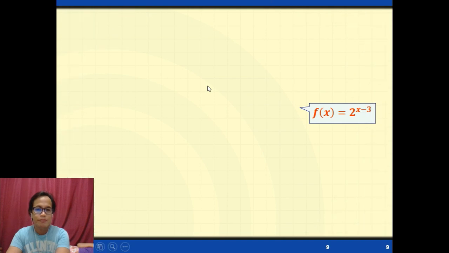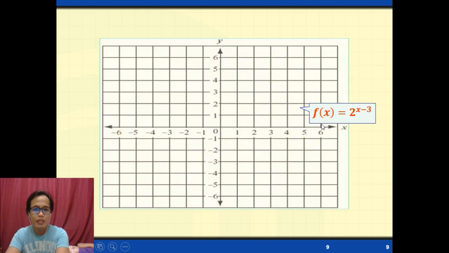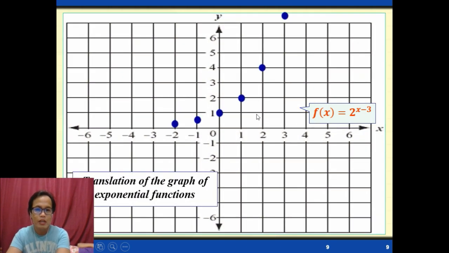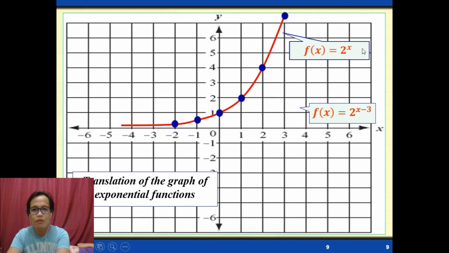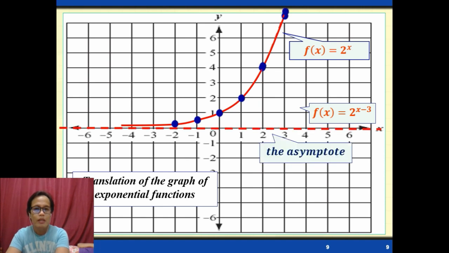Okay, next. How about if it is like this, given f of x equals 2 raised to x minus 3. This time, our 3 is in the exponent. Not below, but in the exponent. Okay, let's use our original function as reference. This is our original function, f of x equals 2 raised to x. How about, we put a minus 3 on it. Since it is in the exponent, this will move 3 units to the right. The graph will move 3 units to the right.